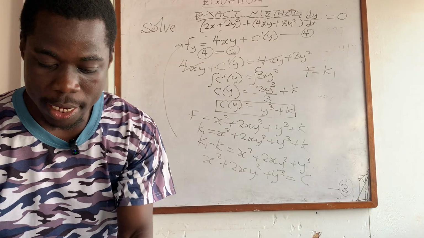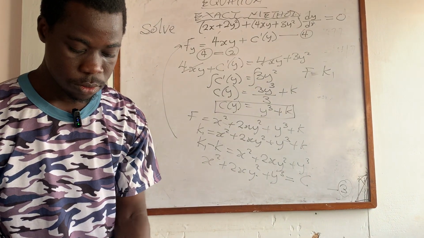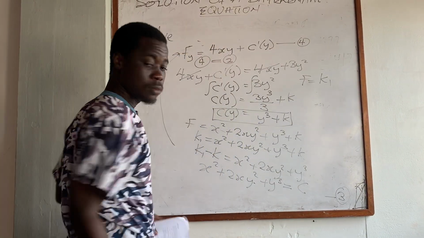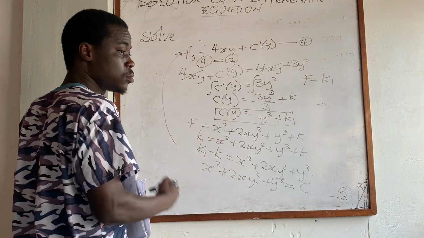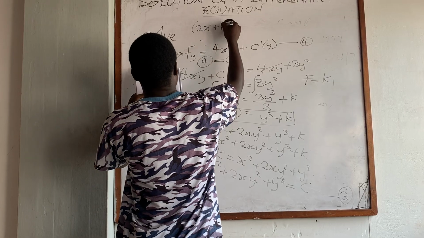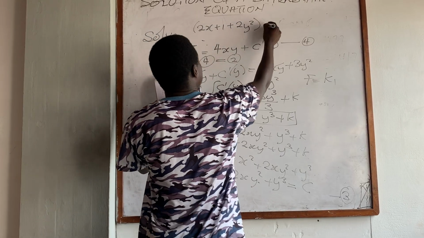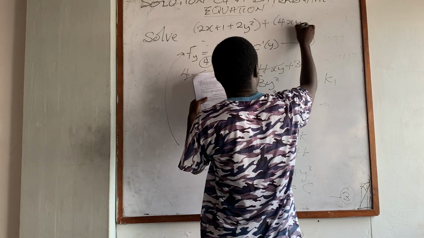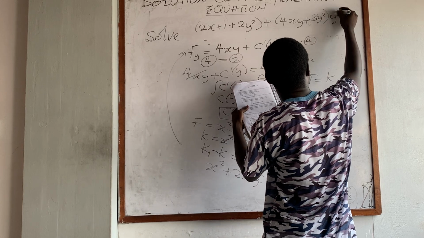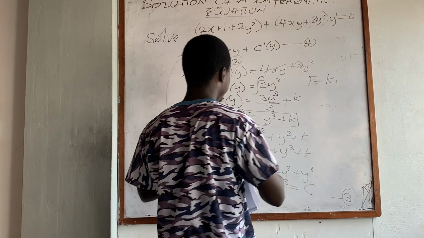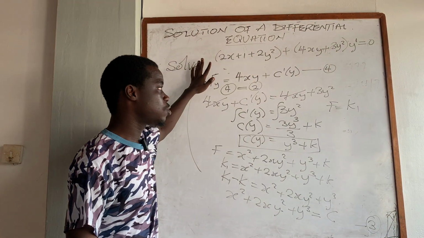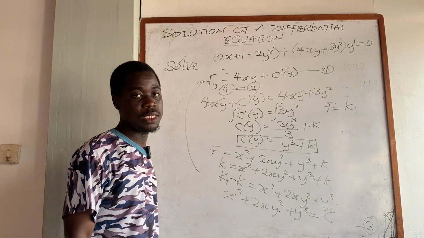So you can also try this: 2x plus 1 plus 2y squared plus 4xy plus 3y squared y prime is equal to 0. So find the general solution for this. Here, you can see that before you can find the solution, check whether it is exact. If it is exact, you can use the same approach to get it.